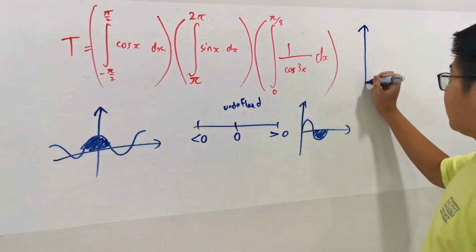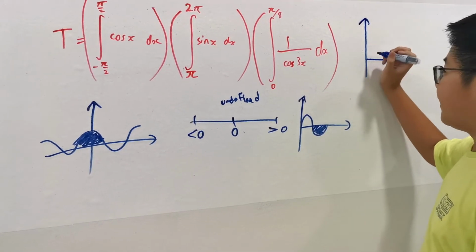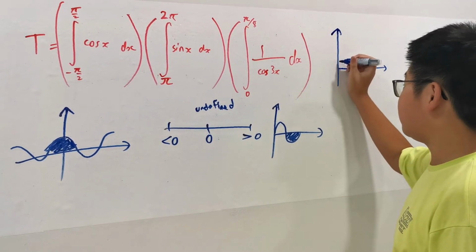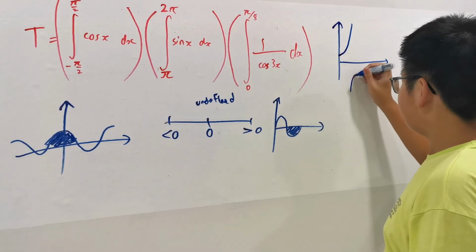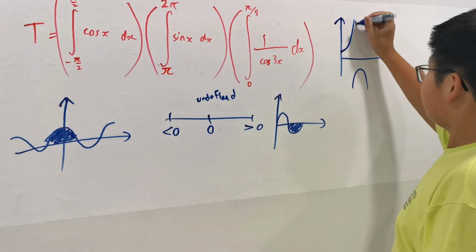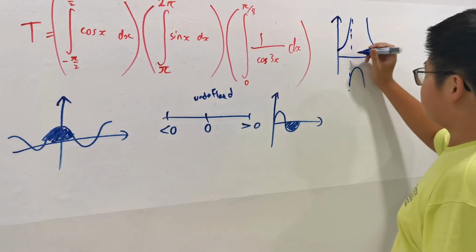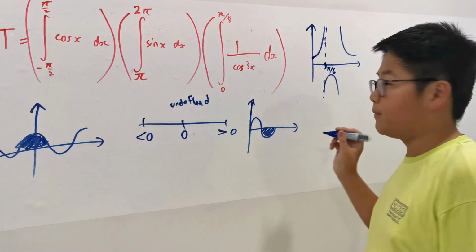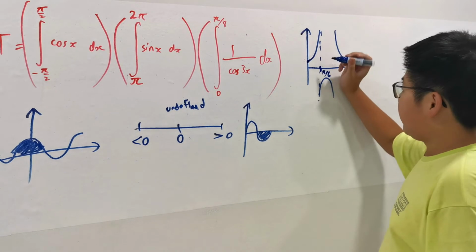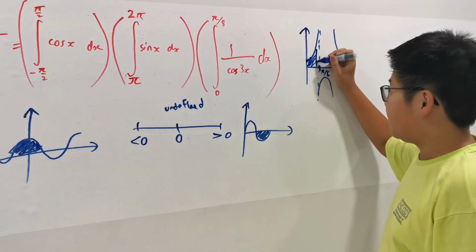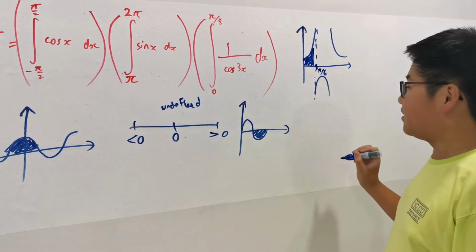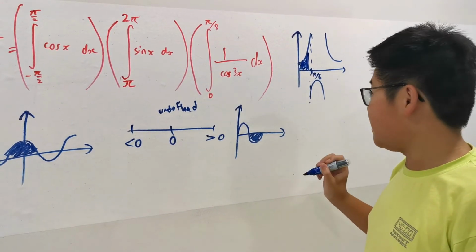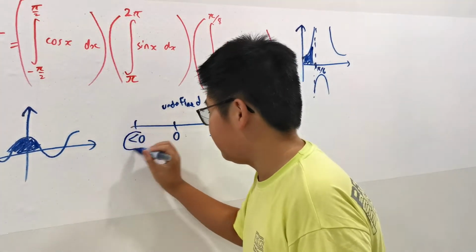Now how about the 1 over cos 3x? Well, as you might know, 1 over cos 3x is also called secant 3x, and its graph looks like this. So we drop an asymptote down at pi over 6 simply because pi over 2 divided by 3 is pi over 6. Since pi over 8 is lesser than pi over 6, we can happily shade in this area and we are done. We have now found out that t is lesser than 0.